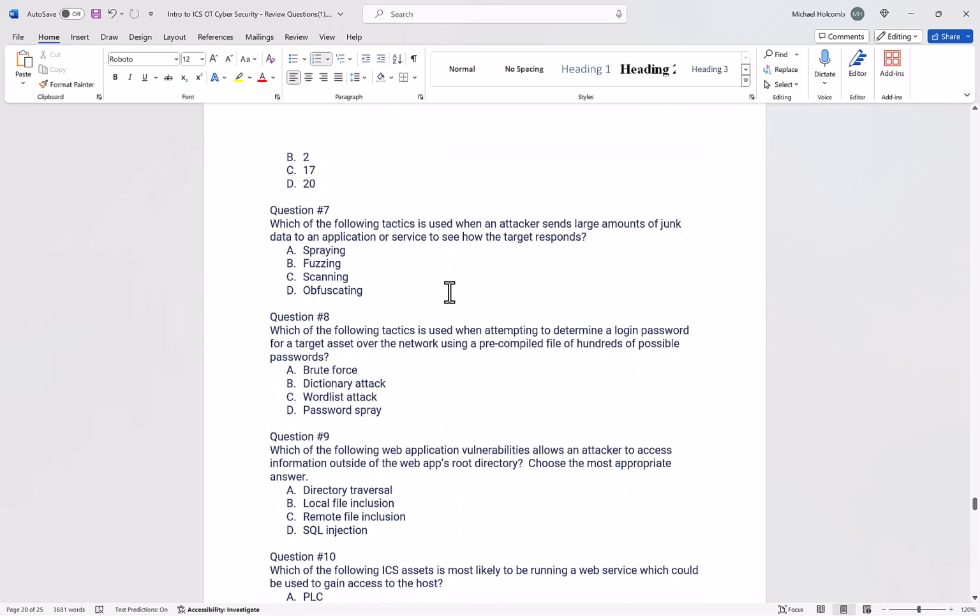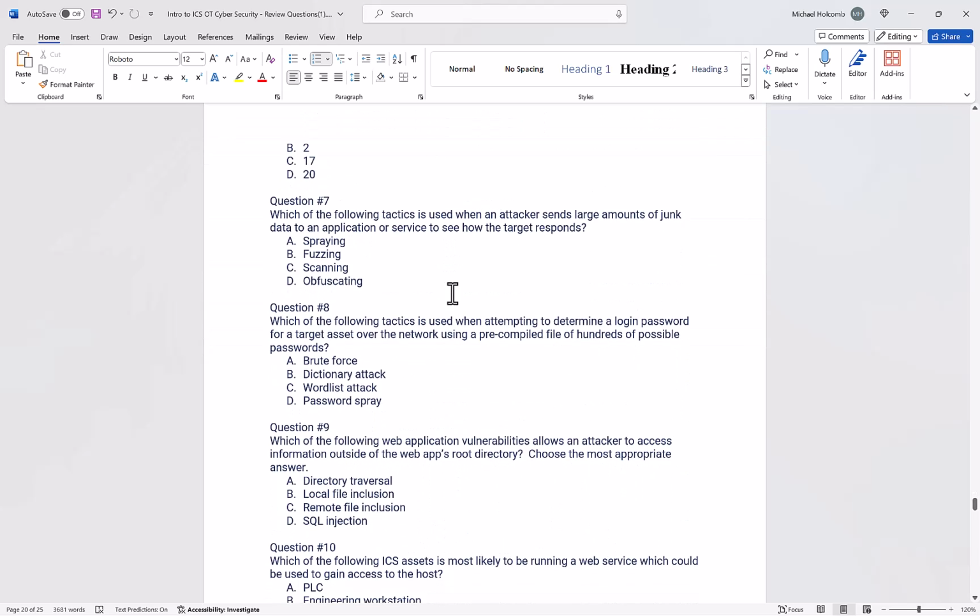All right, question 7. Which of the following tactics is used when an attacker sends large amounts of junk data to an application or service to see how the target responds? That is called fuzzing. We're not doing that in any production environments. But if you have a home lab, a test lab, or specific assets that you also have in production, you can use different fuzzing tools to just throw complete garbage.